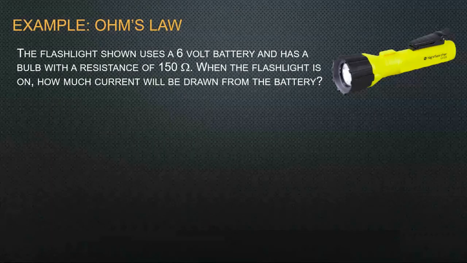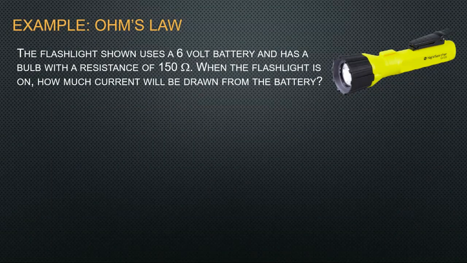Let's see an example of Ohm's law. The flashlight shown uses a 6-volt battery and has a bulb with a resistance of 150 ohms. When the flashlight is on, how much current will be drawn from the battery?